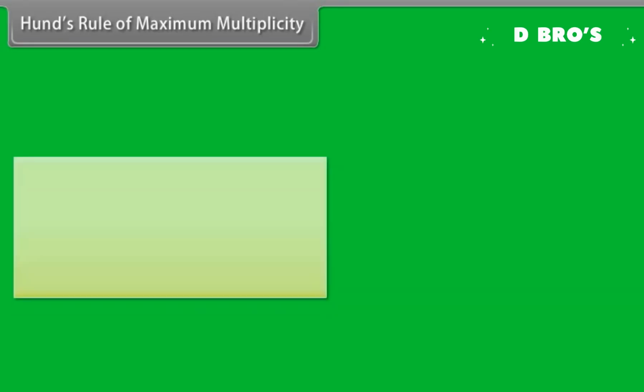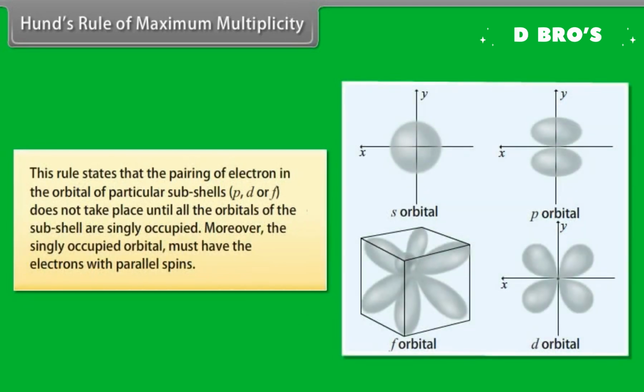Hund's rule of maximum multiplicity. This rule states that the pairing of electrons in the orbitals of particular subshells p, d or f does not take place until all the orbitals of the subshell are singly occupied. Moreover, the singly occupied orbitals must have the electrons with parallel spin.